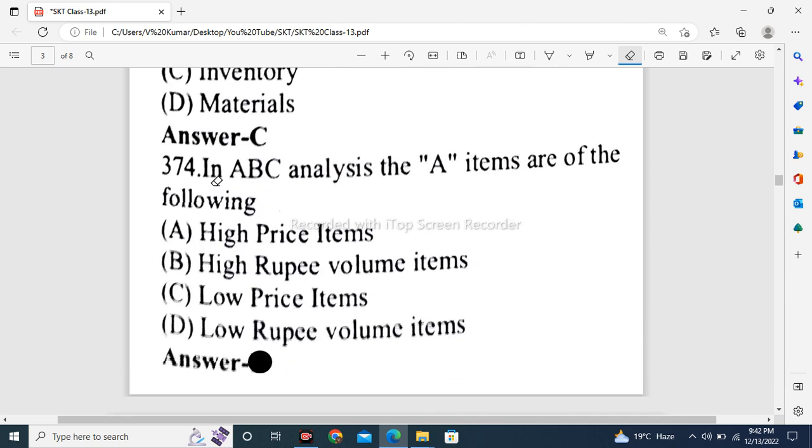Next, in ABC analysis the A items are of the following: A. High price items, B. High rupee volume items, C. Low price items, D. Low rupee volume items. Answer is B, high rupee volume items. In ABC analysis the A items are high rupee volume items.